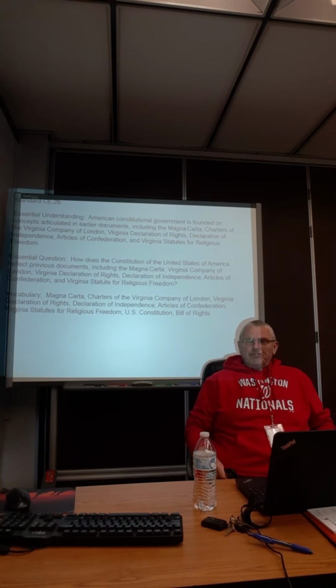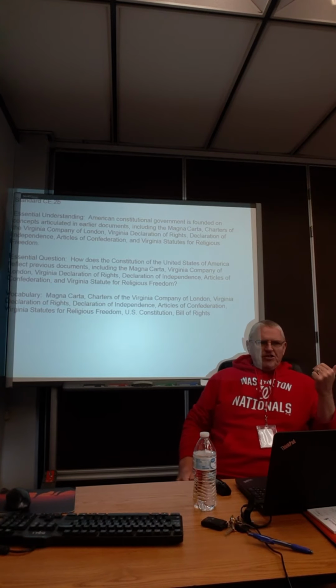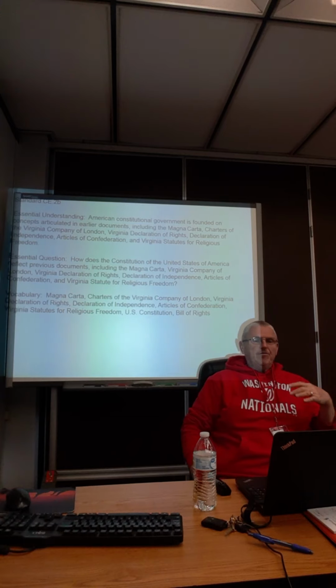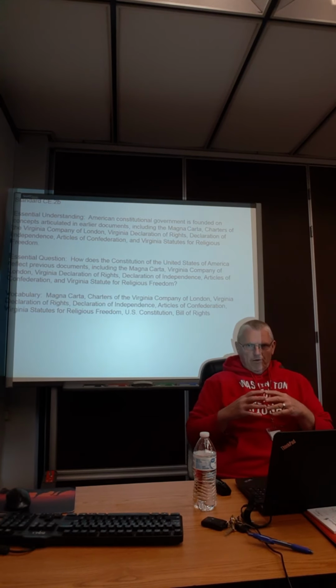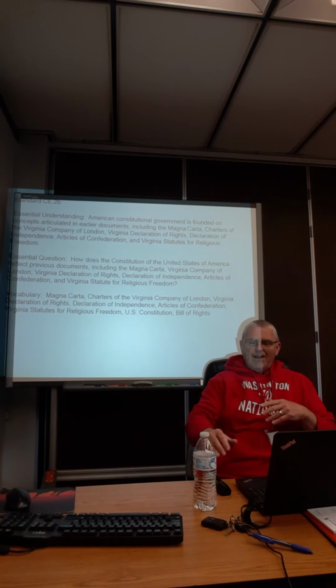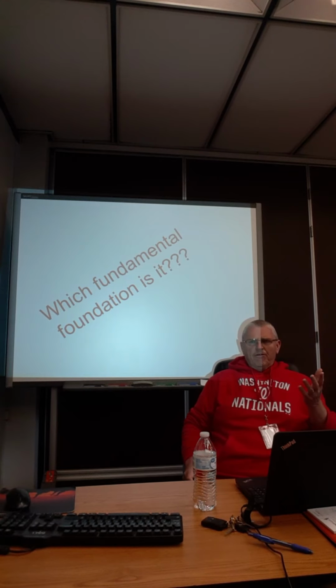Alright, today is SOL 2B that we're going to look at. The different documents from the Magna Carta, Charters of the Virginia Company of London, the Virginia Declaration of Rights, Declaration of Independence, Articles of Confederation, and Virginia Statute of Religious Freedom. Now, all these documents that we're going to look at comprise our Constitution. It is where we get different ideas from each one of these documents that makes up our United States Constitution.